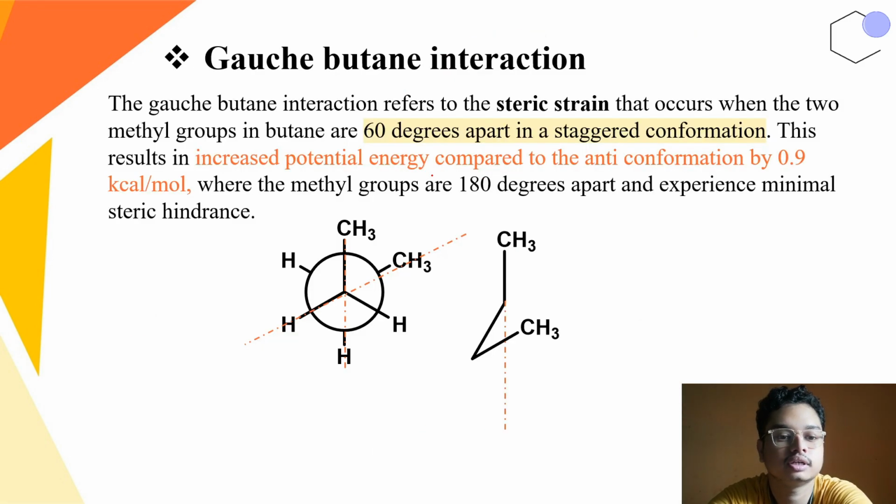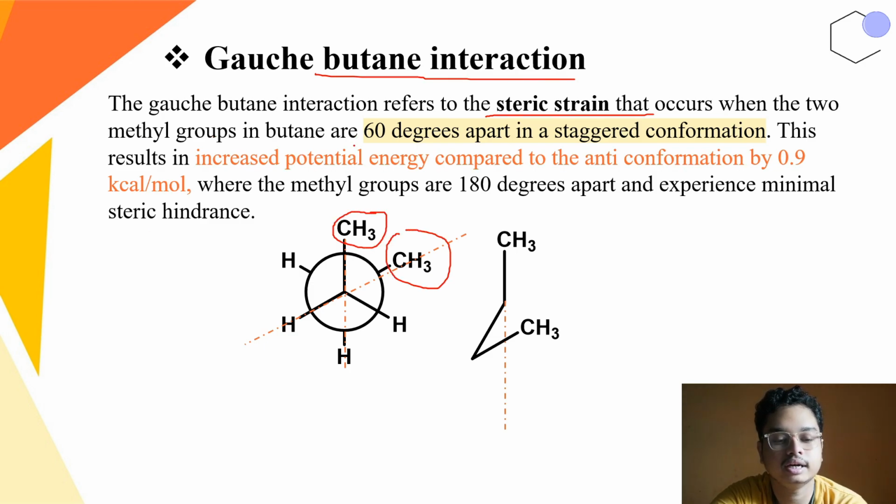Okay, so it is actually explained by the Gauche-butane interaction. The Gauche-butane interaction refers to the steric strain that occurs when the two methyl groups in butane are 60-degree apart in a staggered conformation. Okay, and due to this 60-degree torsion angle between two methyl groups, this increases the potential energy compared to the anti-conformer by 0.9 kilocalorie per mole.